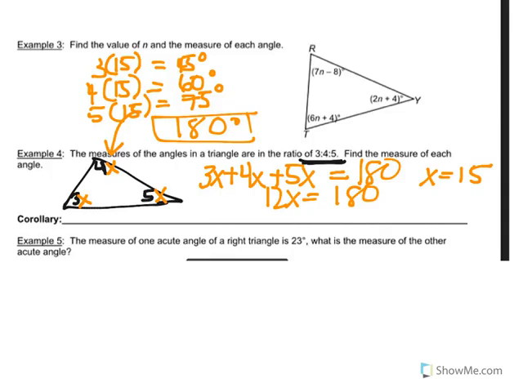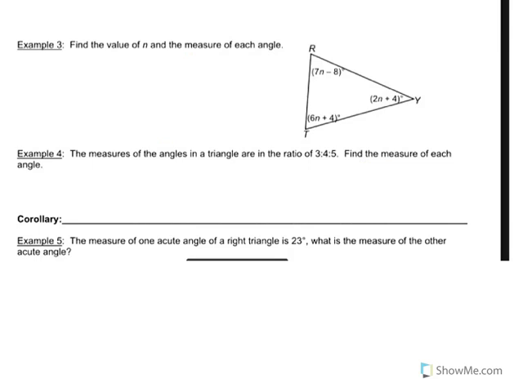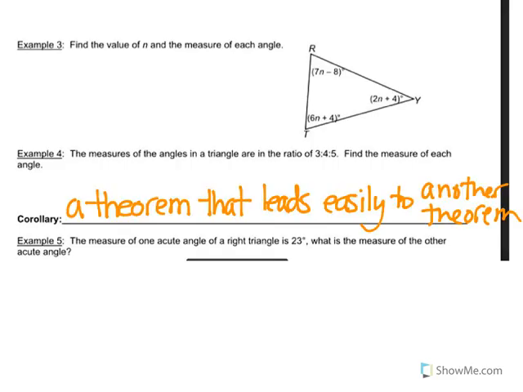45, 60, 75. Okay, now let's take a look at a new vocabulary word called corollary. So here's the definition of corollary. A corollary is a theorem that leads easily to another theorem. And we're going to show you an example of a corollary here on example 5.